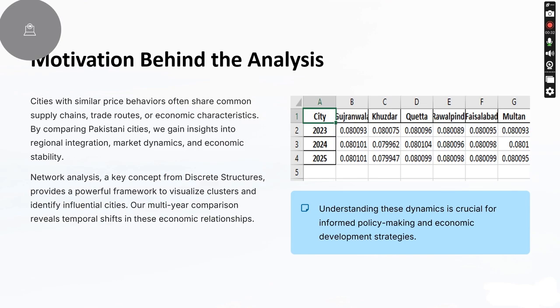We take these similarities to build networks where each city is a node and an edge represents similarity above a threshold. Using these networks, we apply centrality measures to identify influential cities and examine how similarities change over years. The final result is a combination of mathematical modeling, network theory, and data visualization.